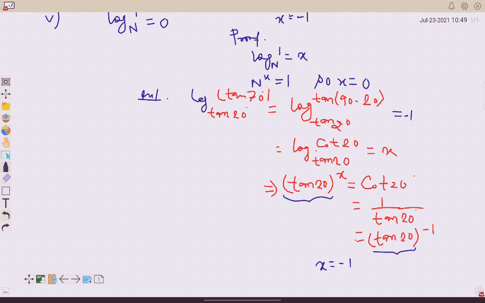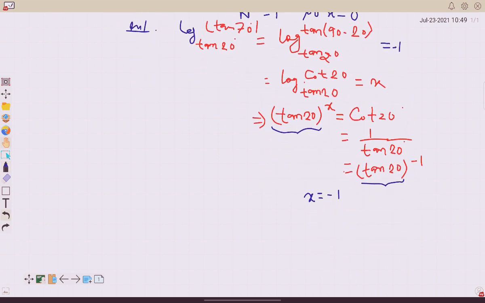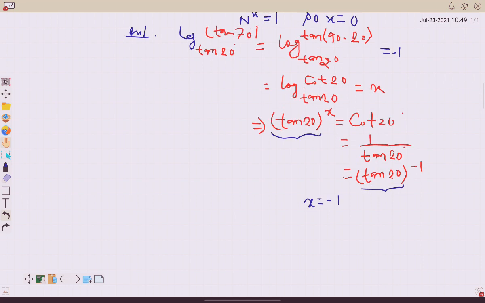I hope everything is clear till here. If you have any confusion, you may comment, I will make another video. Next, we have some basic properties of log, meaning how we can apply some basic properties and how we can find the value of some other log. So first, some basic properties of log.